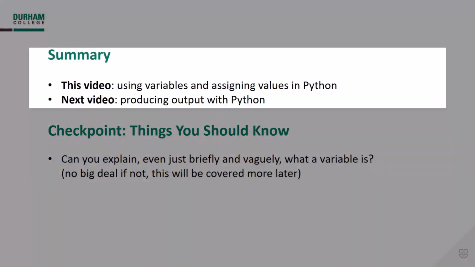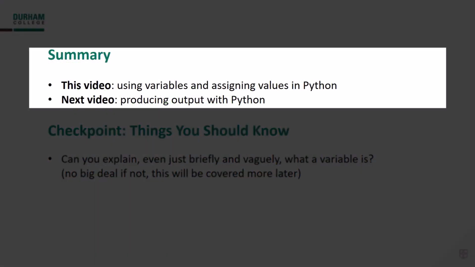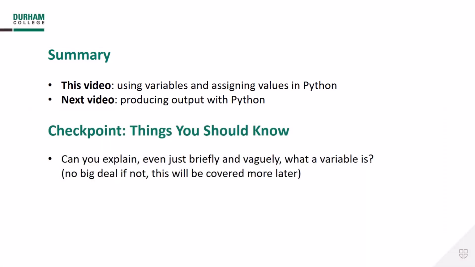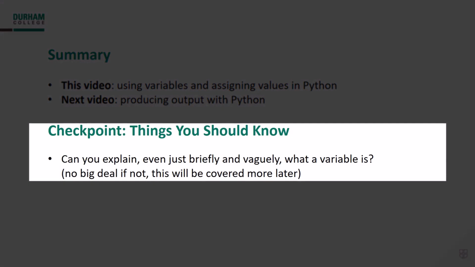So in this video, we talked about using variables and assigning values to them in Python. And in the next video, we'll talk about producing output with Python. I keep saying with Python and in Python because, although a lot of concepts are general to programming languages, and declaring variables is something that's general like that, it does look different in different programming languages. If you want to check in on your knowledge right now, see if you can explain, even just briefly or vaguely, what a variable is. And if you can't do that right now, that's okay, because we're still going to talk about it more later.